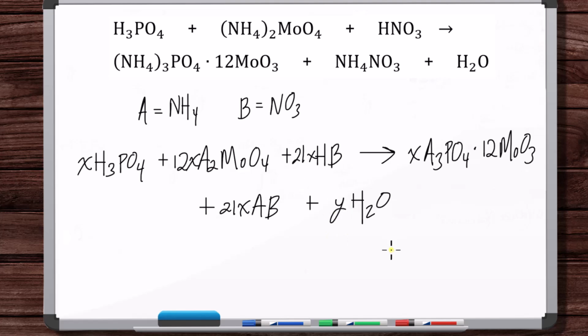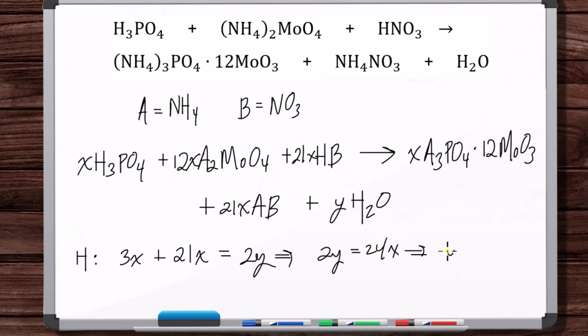Okay, so now we're just left with this lone coefficient here. We'll say this is y, and to get y as a function of x, we could balance the H's or the O's, whatever. So let's just do the H's, hydrogens. So we've got 3x plus 21x is equal to, oh, well, 2y. So we've got 2y is equal to 24x. So y is equal to 12x.